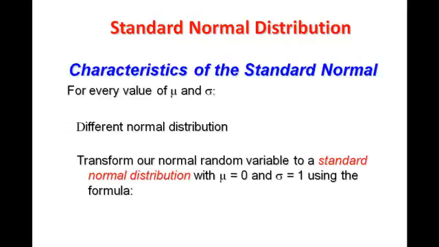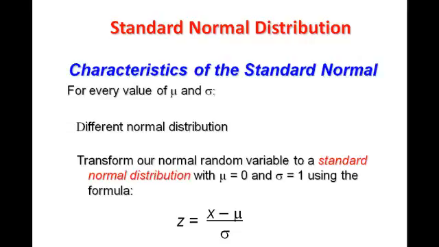First of all, you have to realize that for every mean and standard deviation, there's going to be a different normal distribution, a different curve. Because of all these different values that the mean and standard deviation can take on, we need to transform our variables. And the way we do that is we transform them to a standard normal distribution based on a mean of 0 and a standard deviation of 1 using the formula, well, that's our z-score formula.